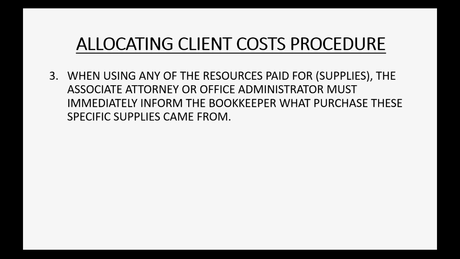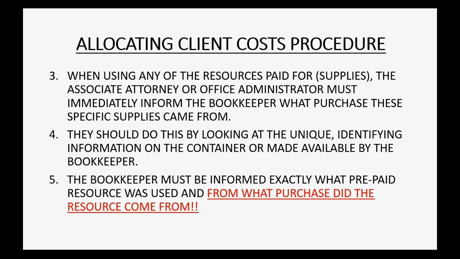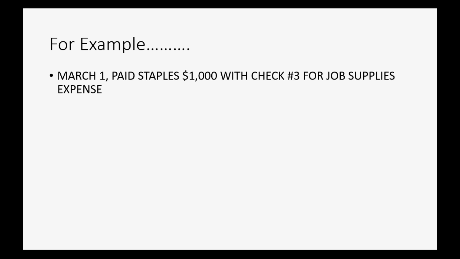When you then use any of the resources that are paid for, like supplies, the associate attorney or the office administrator who's using the resource must immediately inform the bookkeeper what purchase these specific items came from. They should do this by looking at the unique identifying information on the container or made available by the bookkeeper. The bookkeeper must be informed exactly what prepaid resource was used, and most importantly, what purchase the resource came from.